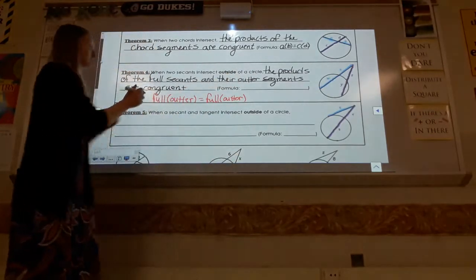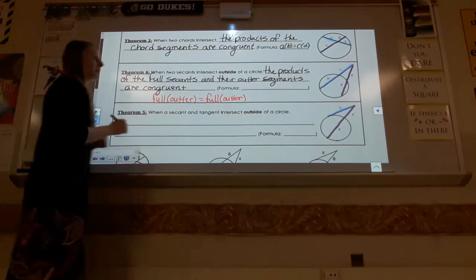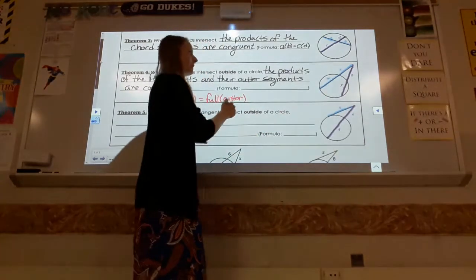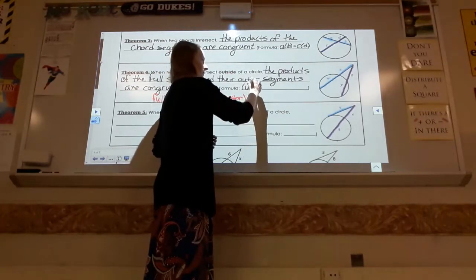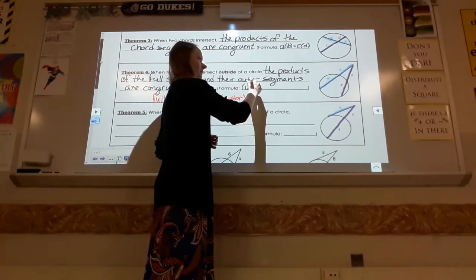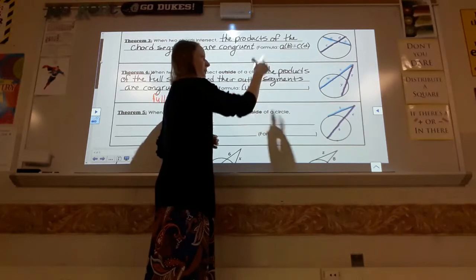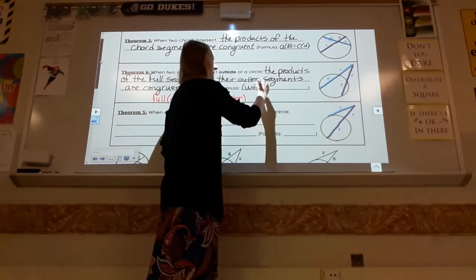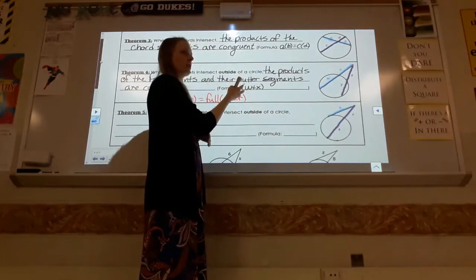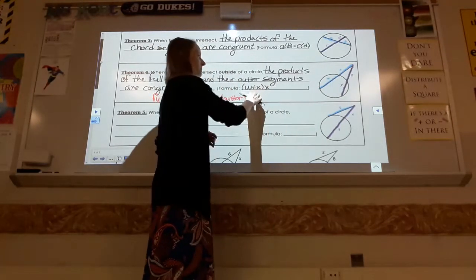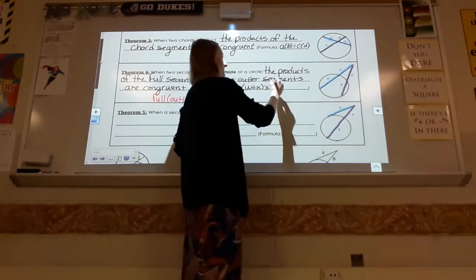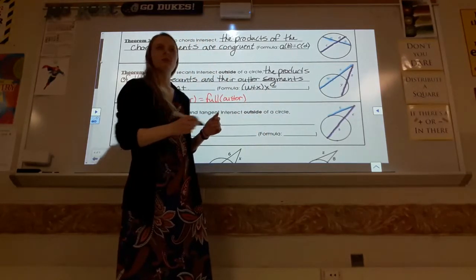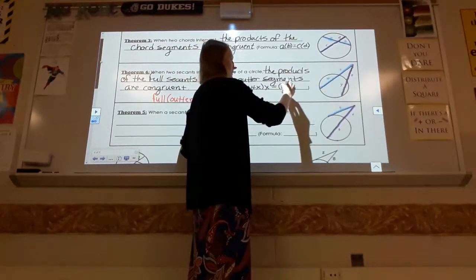So in this diagram over here, how would I apply that? How would I write that as a formula based on what I have in this picture? What's the full length? W plus X. And then what's the part that's hanging out of the circle? So you multiply the full times the outside part is equal to, and then do the same thing for the other secant. What's the full length of the other secant? And then what's the outer part?